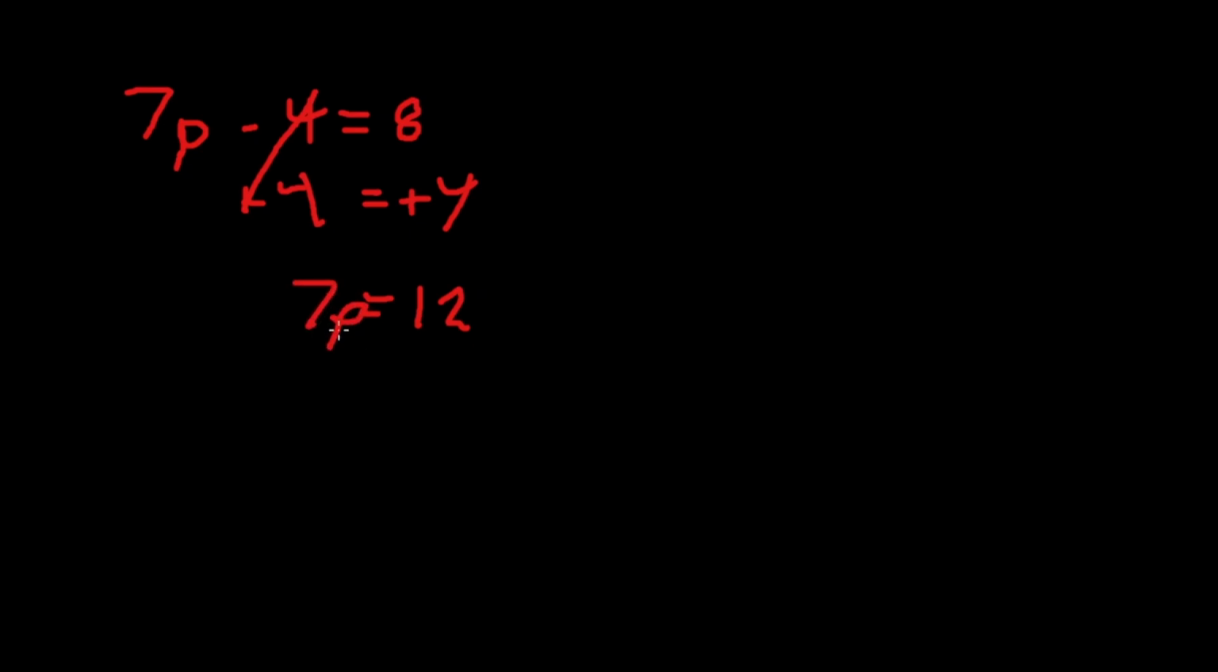So now we need to get p by itself. So how do we do that? Well, if it's being multiplied by 7, if we divide by 7 on both sides, that isolates p for us, meaning p is equal to 12 over 7.